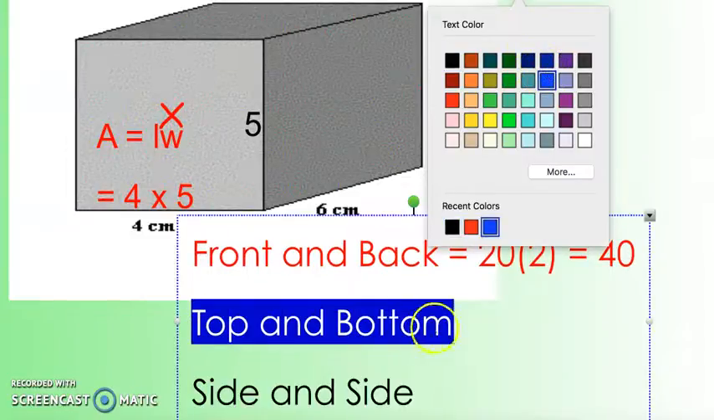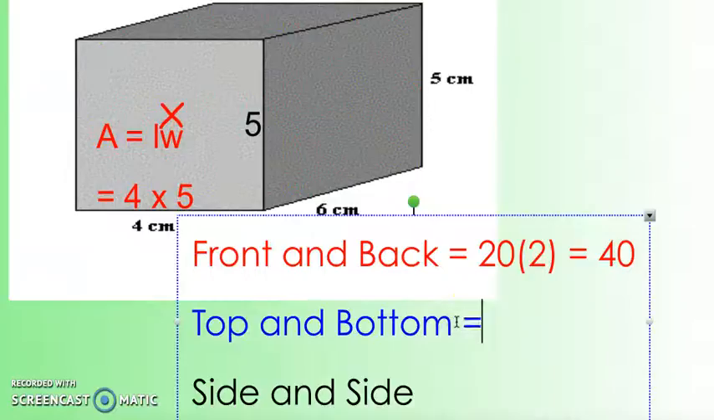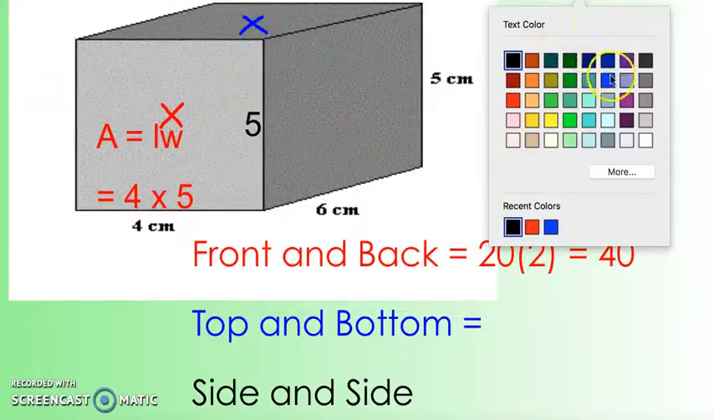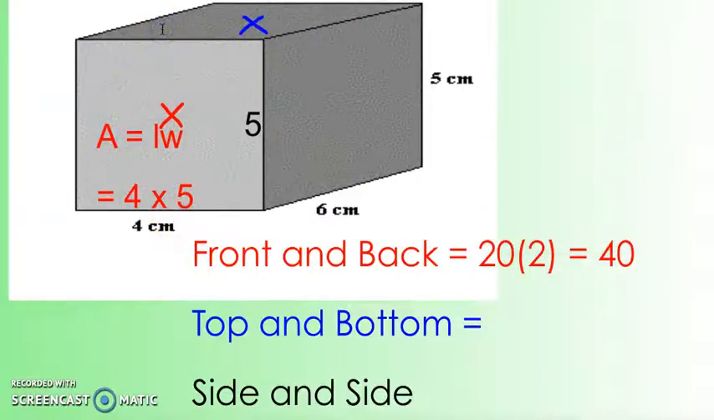Okay, how about the next one? Top and bottom. This is going to be a tricky one. Okay, so top is up here. How do I know, because I don't see any measurements at all, how do I know what length this is and what length this is? Because I need a length and a width to calculate this. Yeah, look straight across. Remember, rectangles always have parallel sides that are equal. So if I look straight across, I notice that this 4 is the same as this 4.